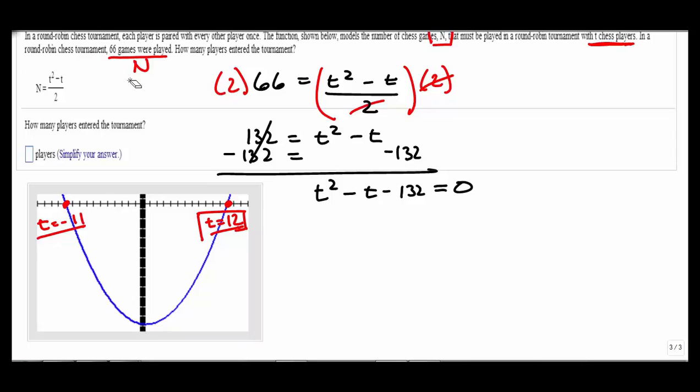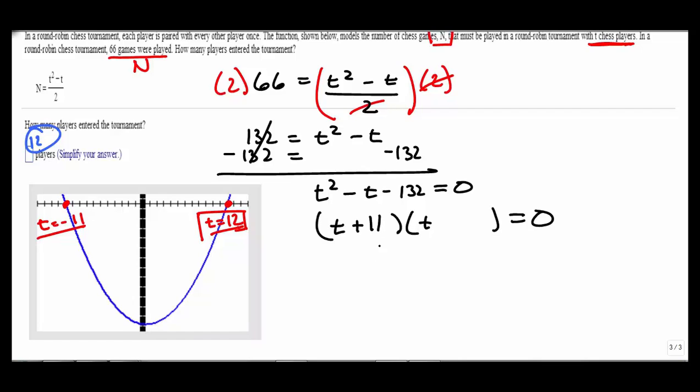So when we're trying to come up with our solution, we have to compare the numbers and see which ones make sense in the context of the question. So 12 players. Now if you like to solve this by factoring or using the quadratic formula, that's fine, but this will give me an indication as well of what my factors are. So if my root is negative 11, my factor was t plus 11. If my root is positive 12, my other factor was t minus 12. Now if you FOIL this out, you'd get the t squared minus t minus 132 back. Set both of these equal to 0 and solve.